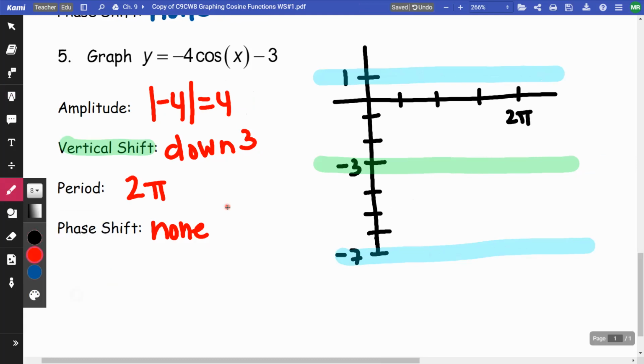And for this, it's negative, so I'm going to be starting at my low. And I'm going to be ending at my low. And then halfway between these will be my high. And then halfway between here is my 0, and then my 0. And there's your graph.